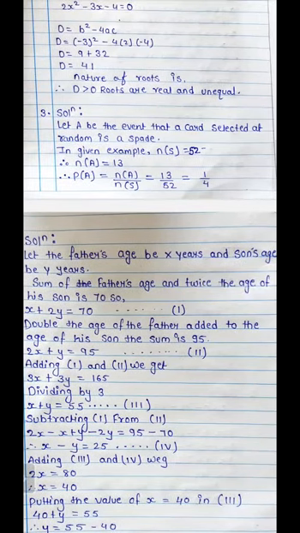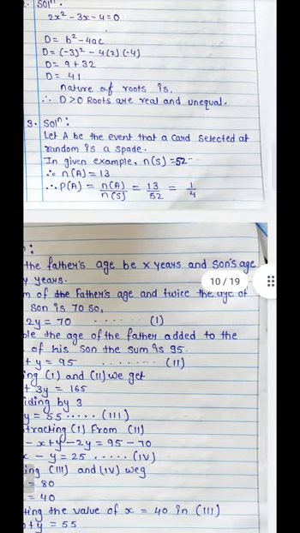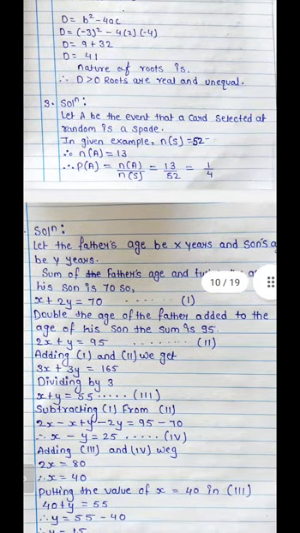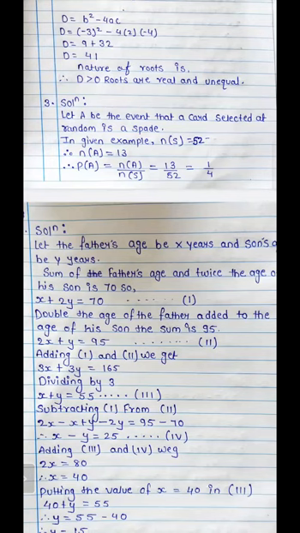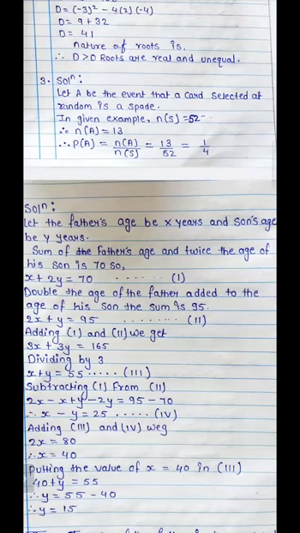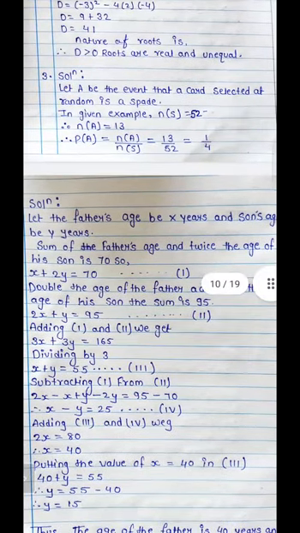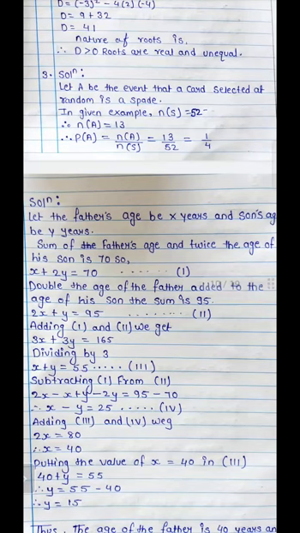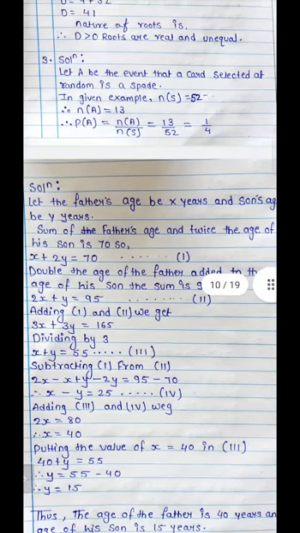The sum of the father's age and twice the age of his son is 70. So x plus 2y is equal to 70. This is equation 1. Then, double the age of the father added to the age of his son, the sum is 95. This is the second condition given. So 2x plus y is equal to 95. This is equation number 2.